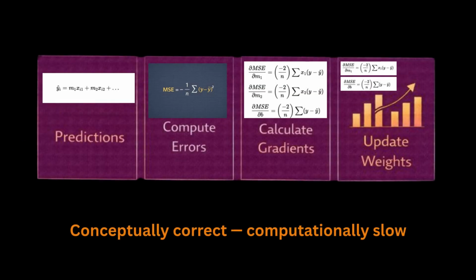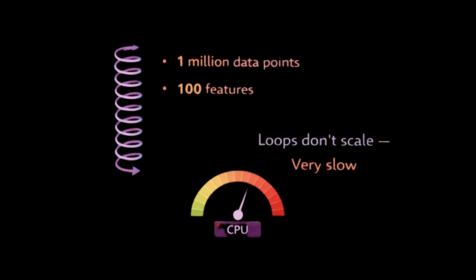Up to now, we've done everything step by step. We wrote equations for predictions, we computed errors, we calculated gradients, and we updated weights. That's perfect for understanding. But it's not how real machine learning systems work.